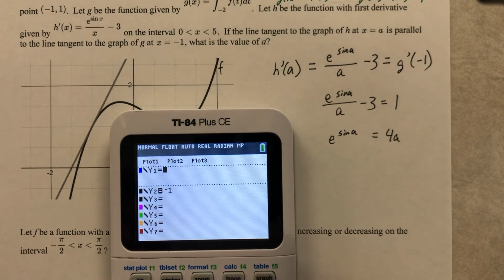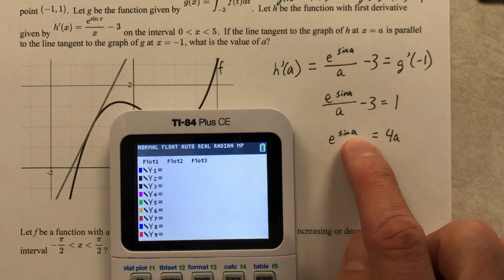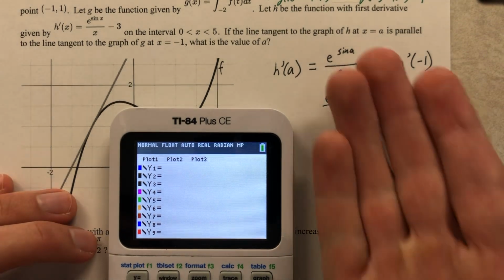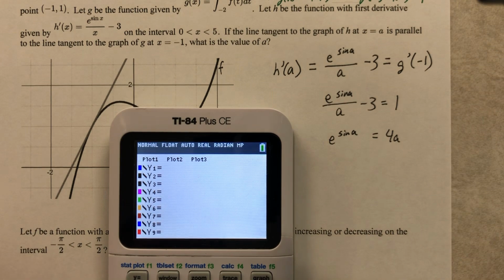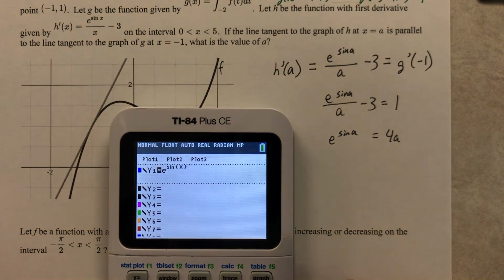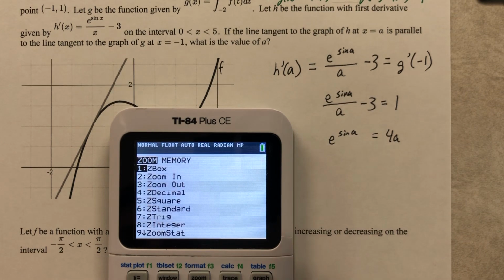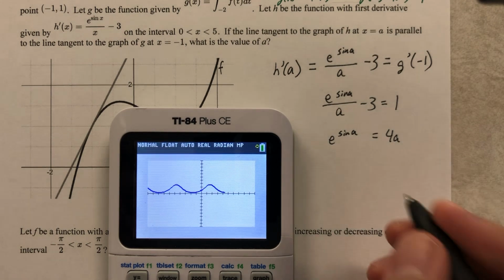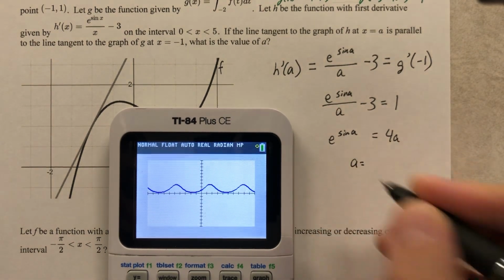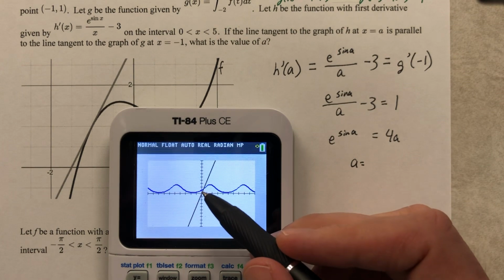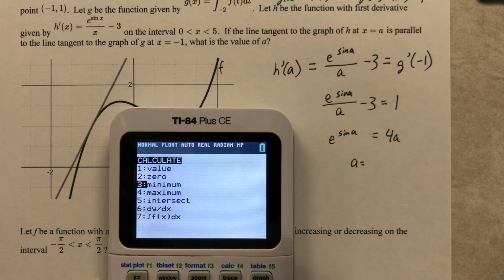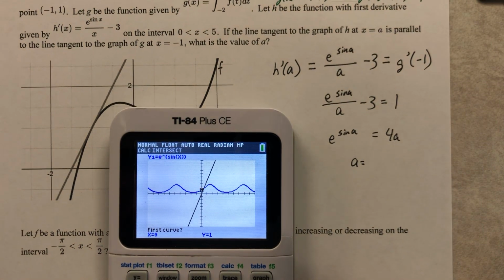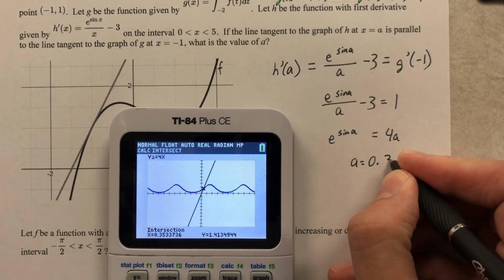So y equals, let's clear out the other stuff. And we're going to have e to the sine x, again, going back to x. For our work, we're technically dealing with a, but for our graph, we'll deal with x. So e to the sine x. And then 4x, and we want to see where they meet. And they meet at where? Where do they meet? There. It's between 0 and 1. It's the x value there. Second calc. Let's find a point of intersection. First curve, enter. Second curve, enter. Guess? No, you guess. 0.35.